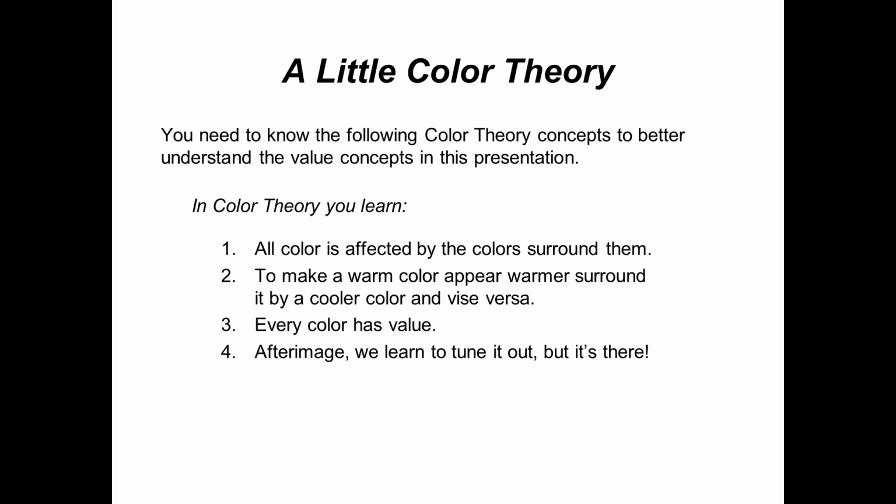First of all, color is affected by whatever colors surround it. Warm colors are things like yellow, red, orange. If you want to make it appear warmer, you need to surround it with cooler colors, for example, blue, violet, or green. The same is true the opposite way. If you want to make a cooler color look cooler, surround it with warmer colors. 3, every color has value. And 4, after images, we learn to tune them out, but they're there.